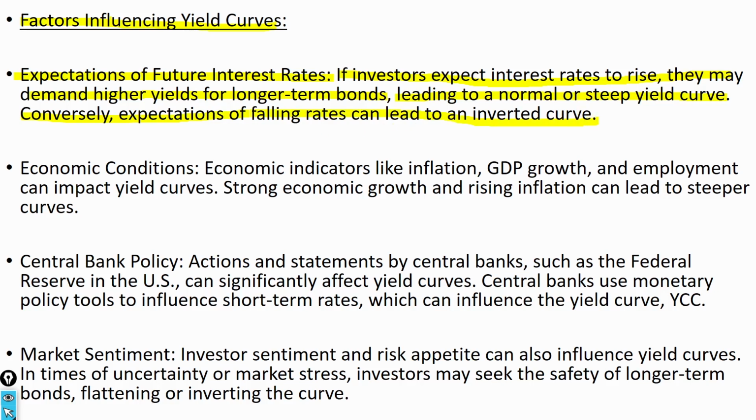So, when rates are low, it's expected that in future rates will be high. So the longer-term bonds usually have the higher yields, leading to a normal yield curve. Conversely, when we're expecting interest rates to fall, the short-term rates are going to be higher than the longer-term rates, because you're expecting interest rates to fall. This is what leads to an inverted yield curve. That is interest rate expectation, a very strong factor.